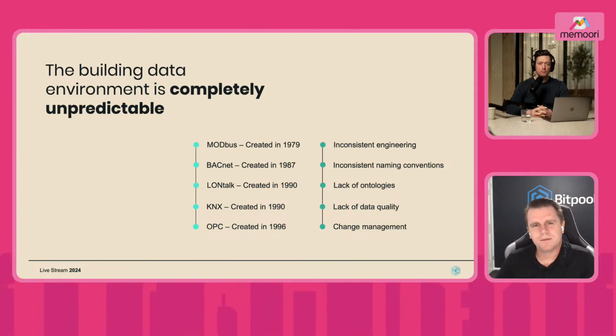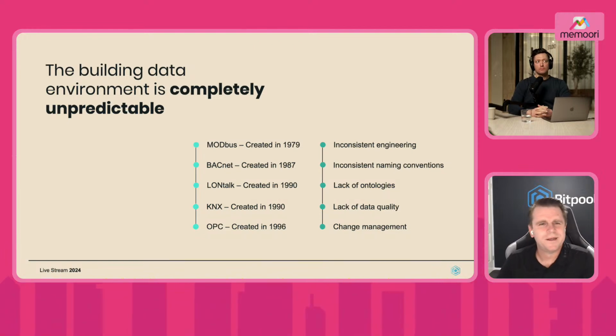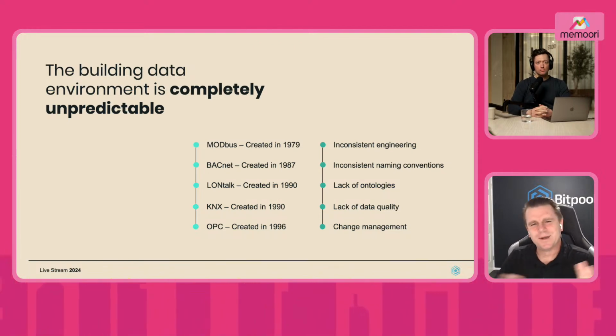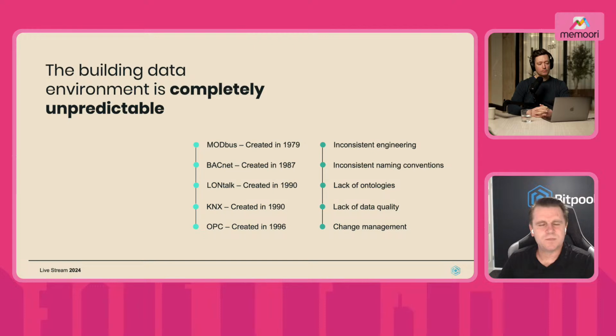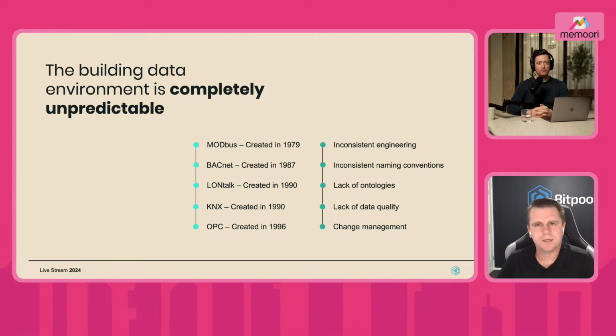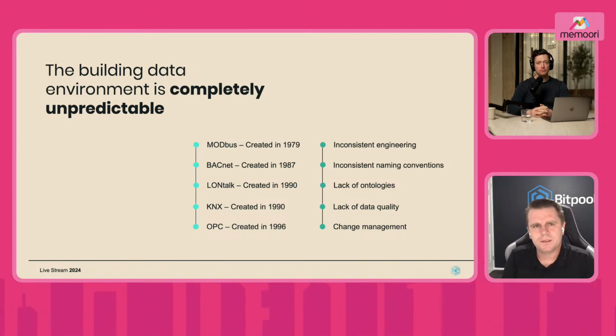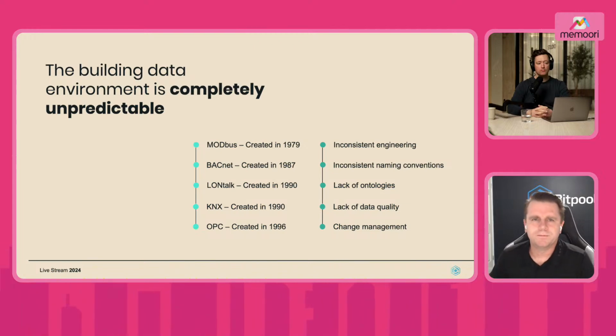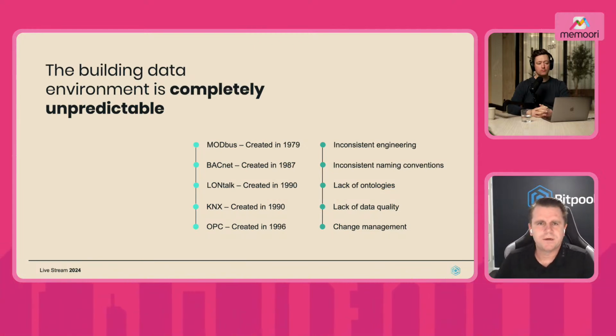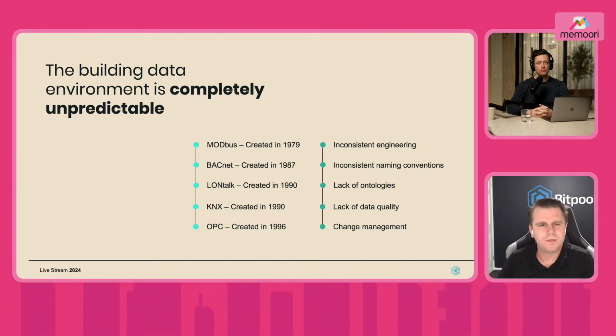But if you look at some of the technologies that we deal with in buildings, I mean, Modbus back in 1979, BACnet 1987. Once again, I can get challenged on some of these dates, but the big picture view is we're dealing with protocols in buildings that are 30 to 45 years old that have had incremental, let's say, advancements over the years. And typically when we go into the building environment, inconsistent engineering, inconsistent naming conventions, lack of these ontologies. And when we get to some future slides, you'll see some timeframes around that.